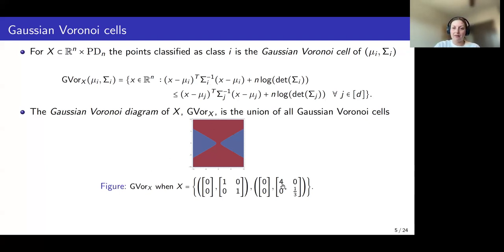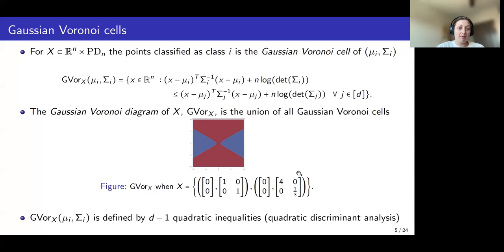Say I have these two Gaussians. Again, the setup is that I'm given labeled data, and then I fit a Gaussian to each of my classes. And suppose after I do that, these are the Gaussians that I'm given. They both have mean at the origin, and one has identity covariance. The other has this diagonal covariance with a 4 and a 1/3 on the diagonal entries. So then the Gaussian Voronoi diagram is this two-dimensional picture here, and everything in blue would get classified as the second Gaussian, and everything in purple would get classified as the first.